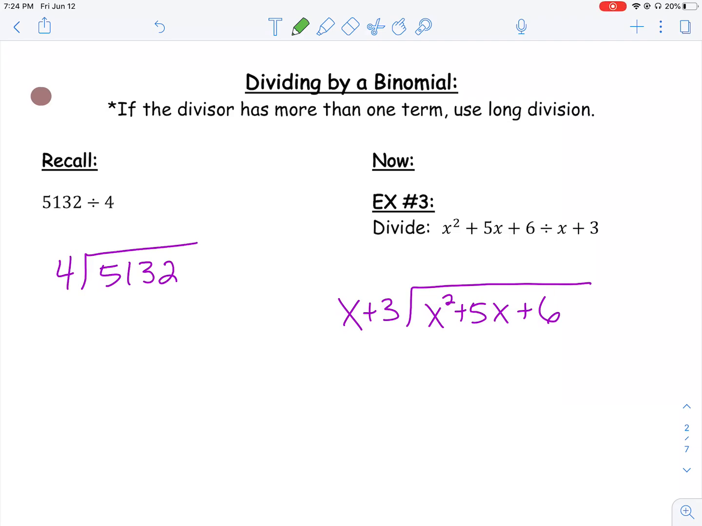All right, here's our next video in section 4.8. We just talked about dividing by a monomial, one term. In this video, though, we're going to talk about dividing by a binomial. What happens when we divide and there's two terms that we're dividing by?